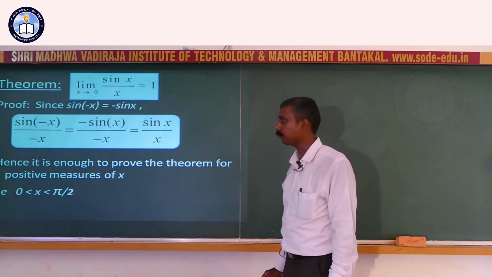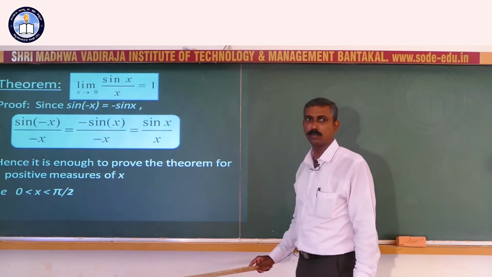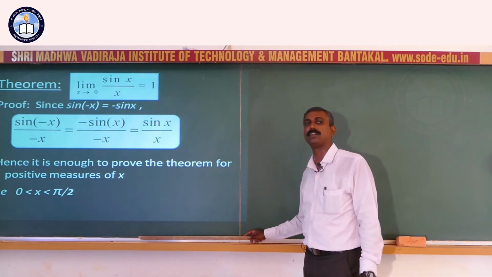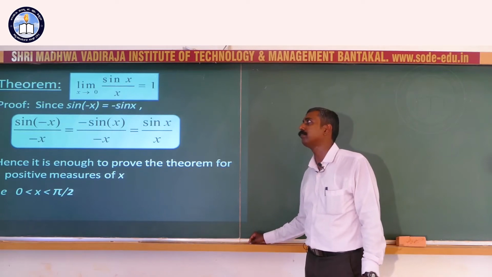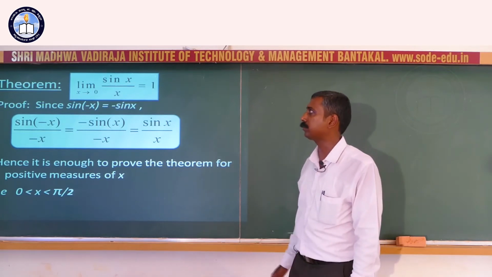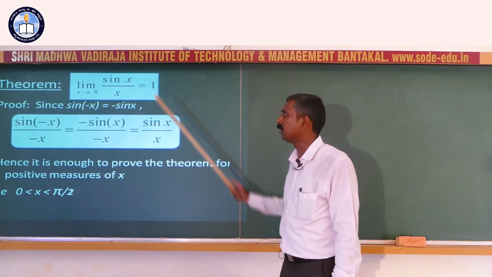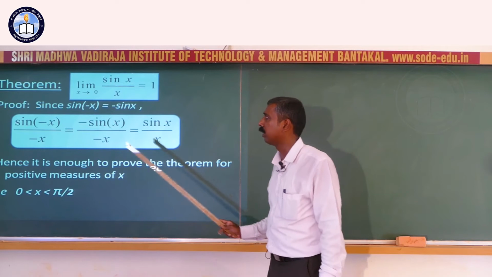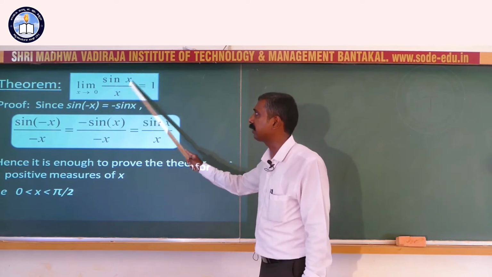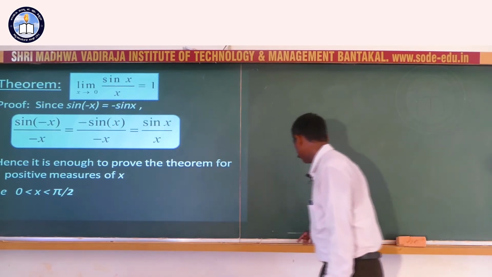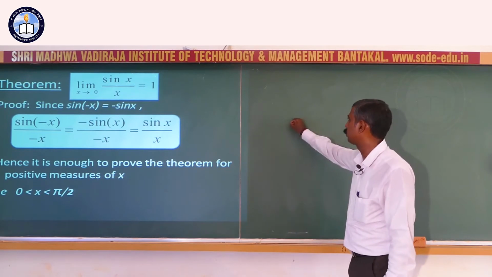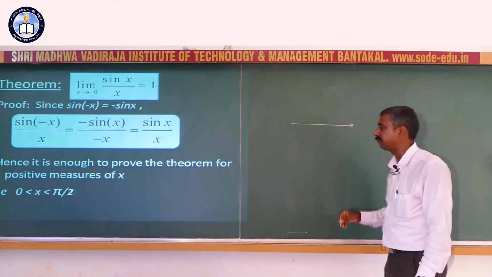So let us consider one of the famous theorems: the limit as x tends to 0 of sin x by x equals 1. Here observe that x is very, very close to 0. As we know, x being very close to 0 means what? This is the number line, if you consider.